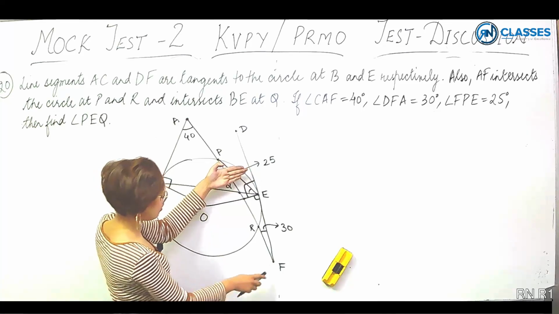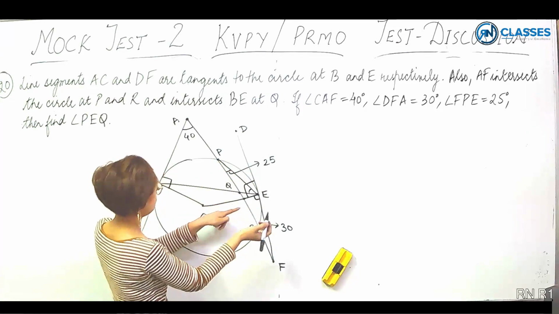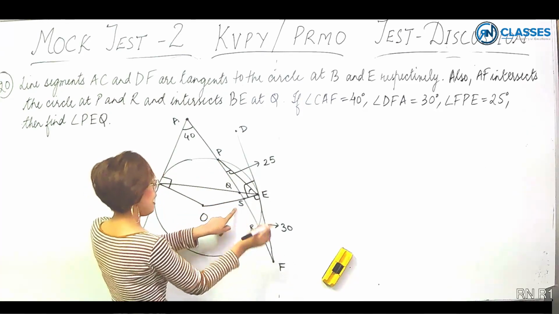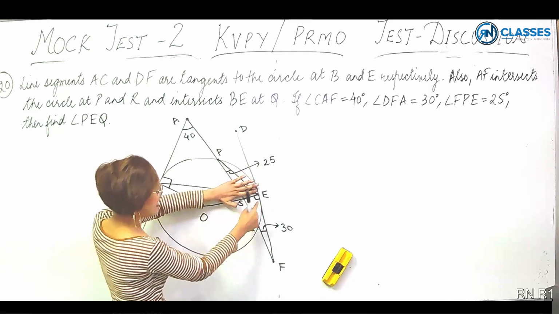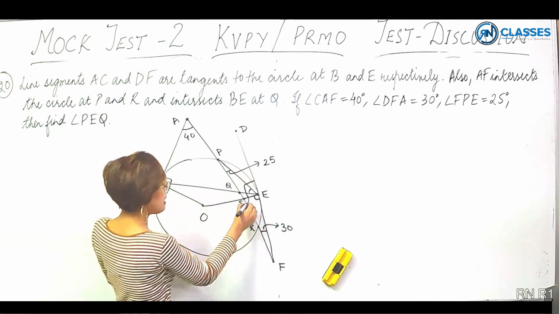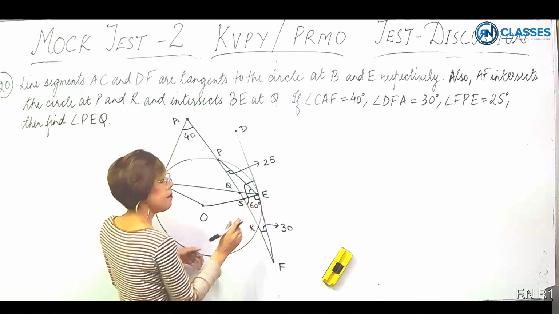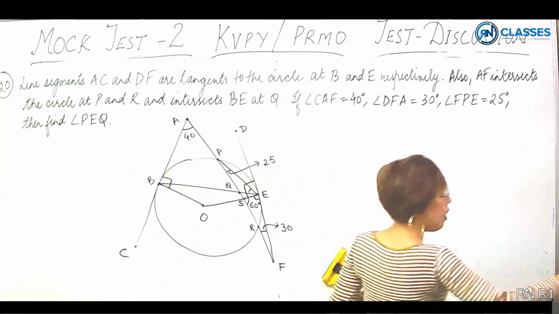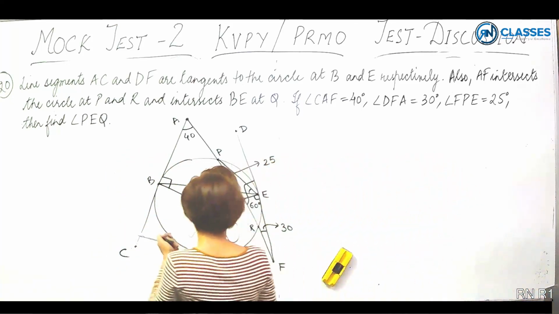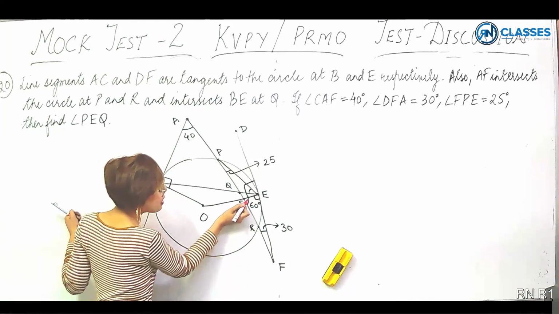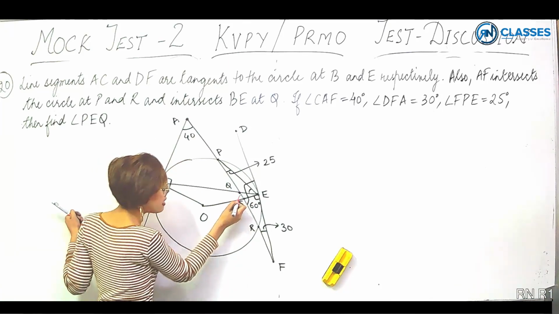So, move to this triangle, triangle FES. This is 90, this is 30. That means this angle is 60 degrees. Alright, what else? I found out one angle, which is this one. Now, this is the vertically opposite angle, so that means this is 60.